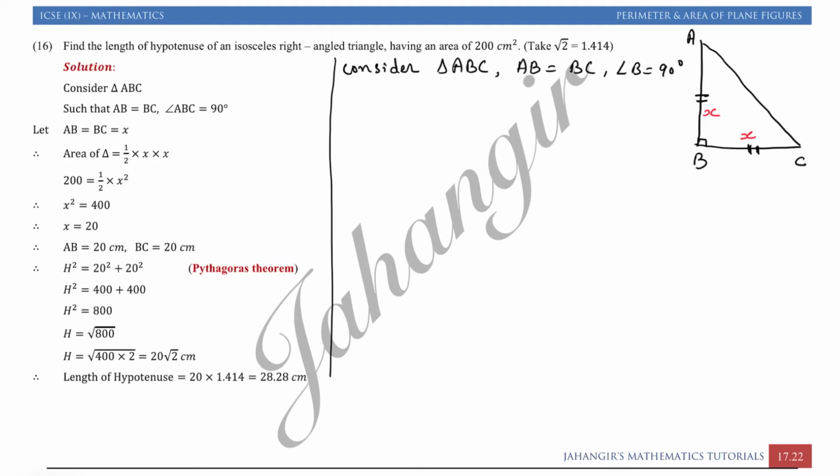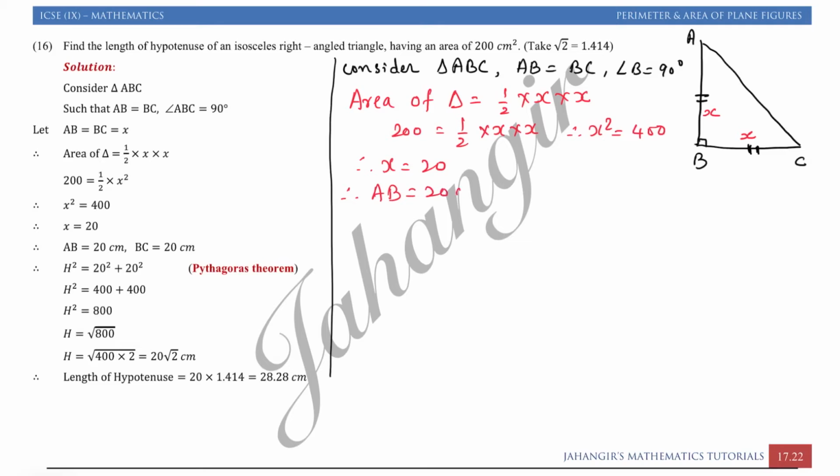Now as per the formula for area of triangle, area is equal to half into base x into height x. 200 is the area, which is equal to half into x square, so therefore x square is equal to 400, so therefore x is equal to 20. Once you get x, we can say AB is 20 centimeter, BC is also 20 centimeter.